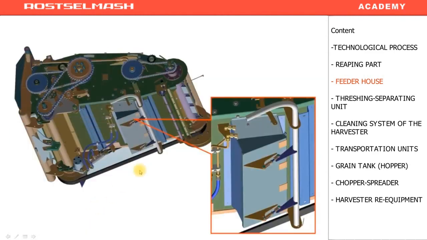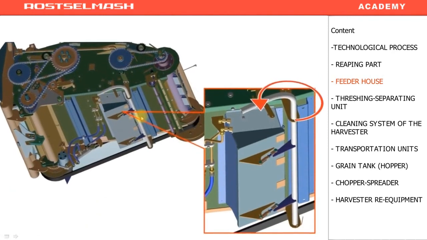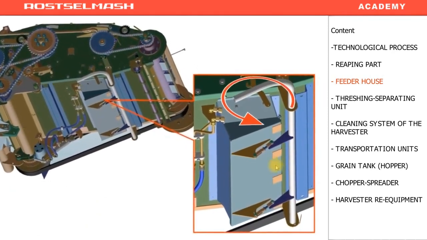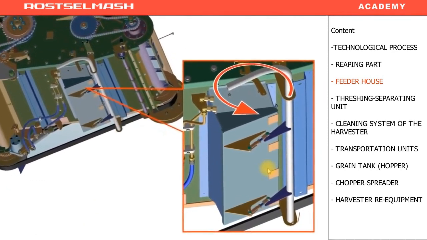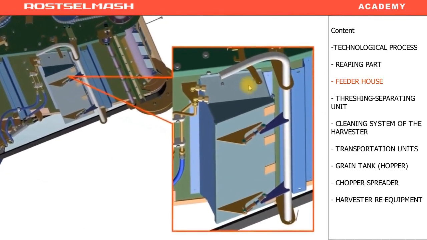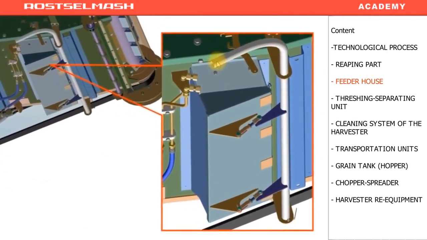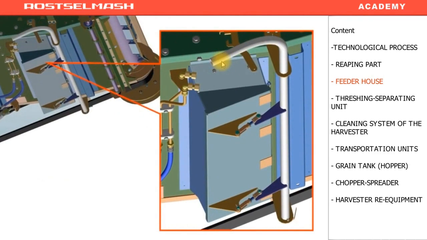To open the stone trap, just push the lever. The shield will open and the stones will fall out of it. To close the stone trap, apply some force and move the lever up.